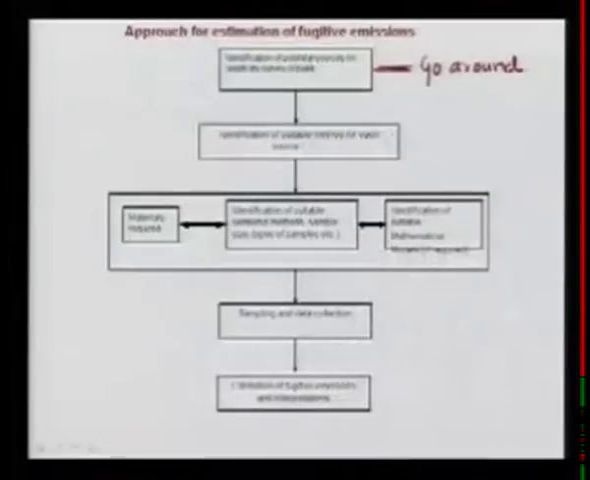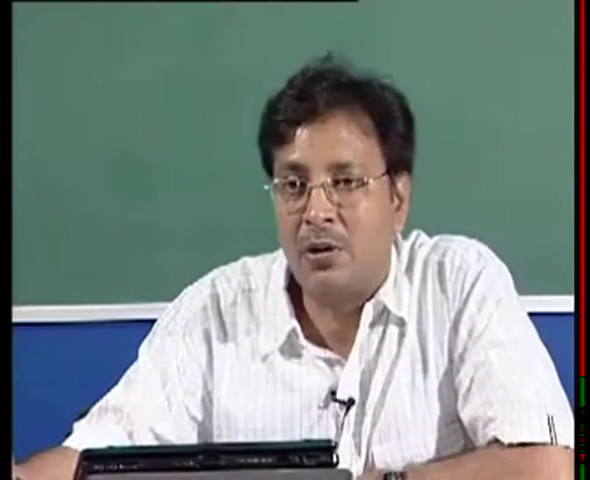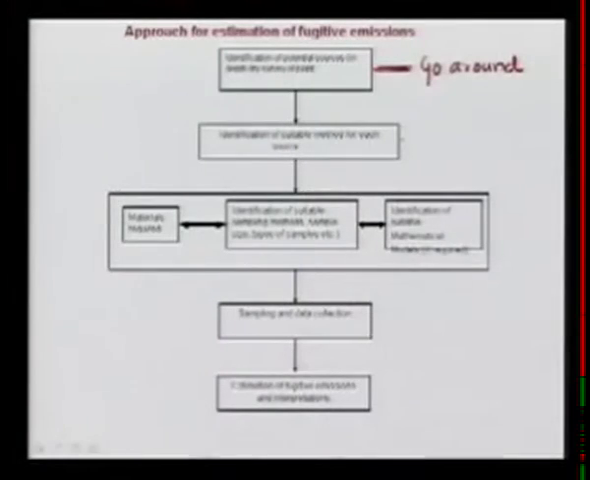Then we will learn to some extent that for different kinds of fugitive sources, the methodology required to estimate or quantify these sources is different. So we also need to see what method we want to apply to quantify that. What method?